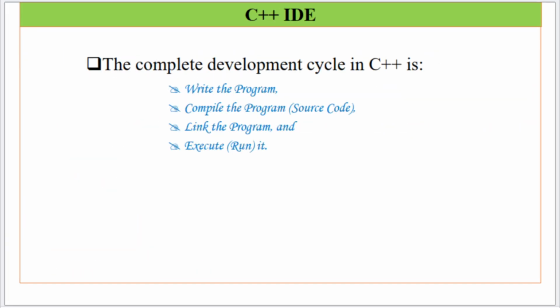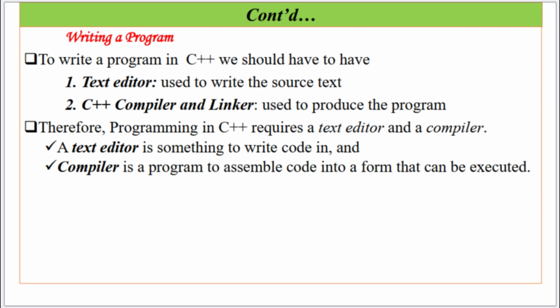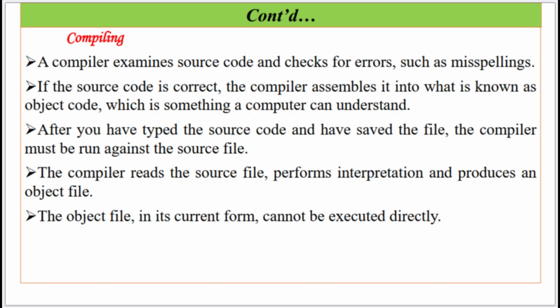C++ IDE. The complete development cycle in C++ is: write the program, compile it to get the source code, link the program, and execute, or run it. Writing a program: to write a program in C++ you need a text editor, to write the source code, and a C++ compiler and linker to produce the program. Therefore programming in C++ requires a text editor and a compiler. A text editor is a method to write code, and a compiler is a program to assemble code into a form that can be executed.